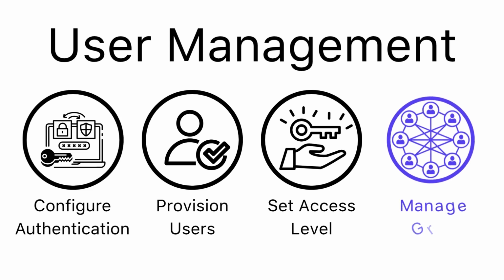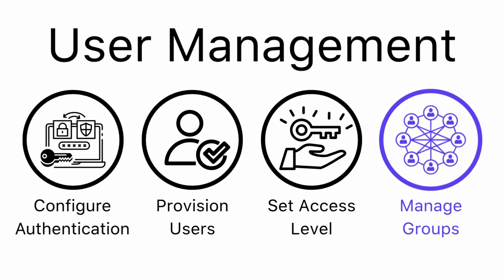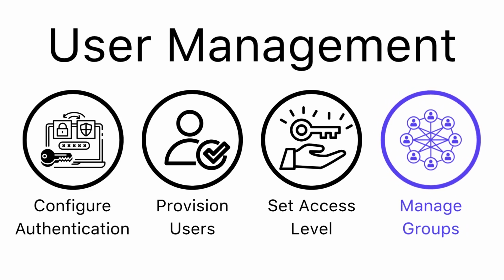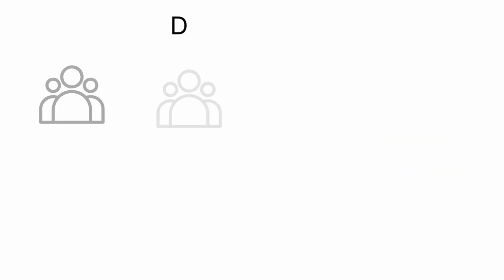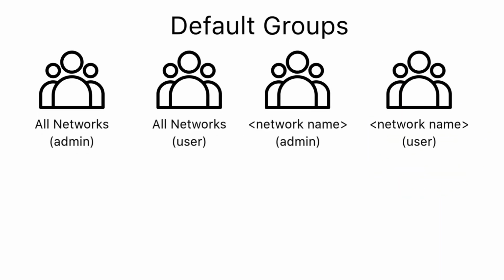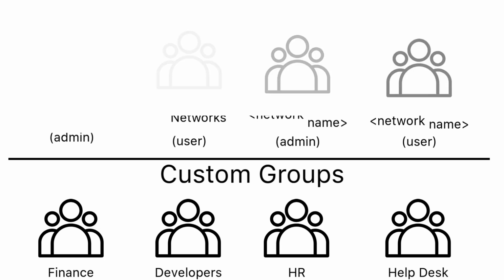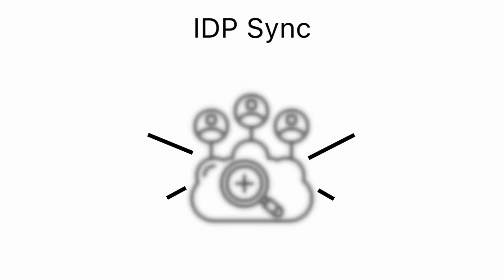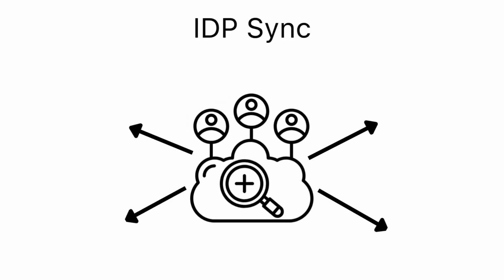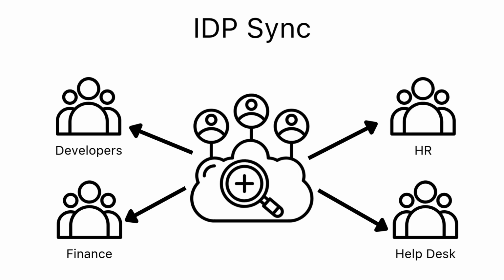The last thing you'll want to do is create and configure groups of users to manage your roles and access levels more easily. Netmaker comes configured with default groups, which grant admin and user privileges for each network, or for all networks. You can also create your own groups that contain customized privileges based on your organization. And if you've configured IDP integration, your groups will sync automatically from your identity provider.